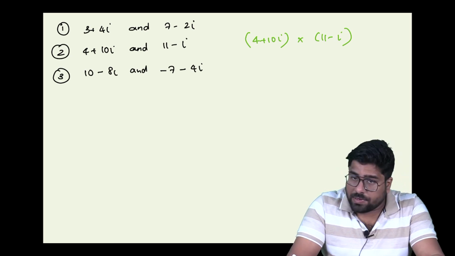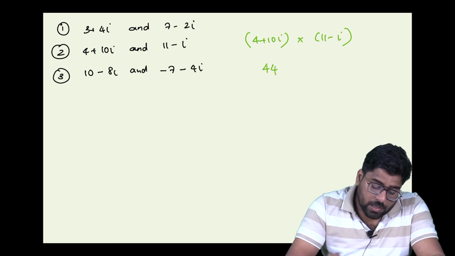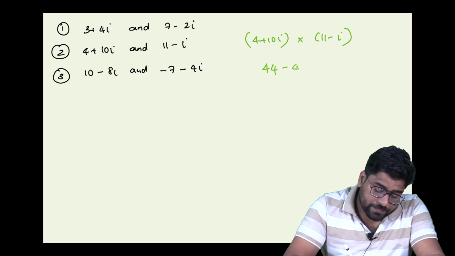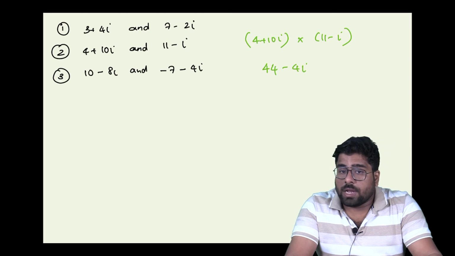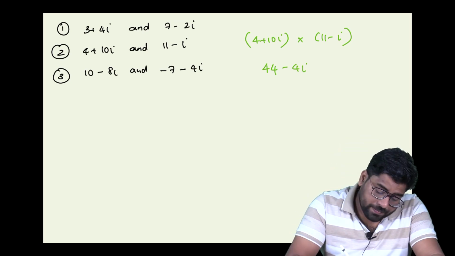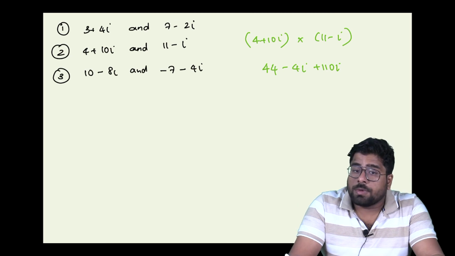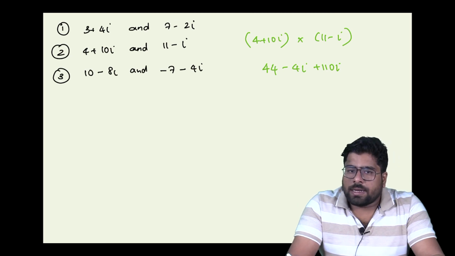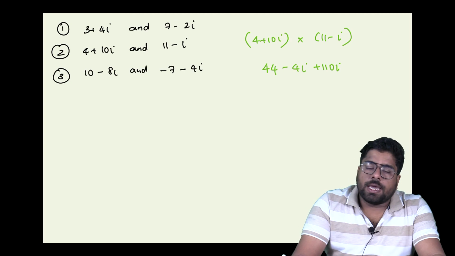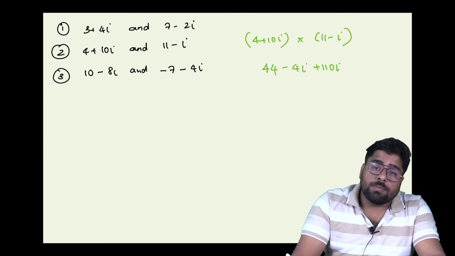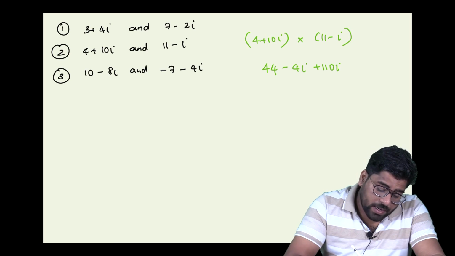So 4 into 11 is going to be 44. 4 into minus i is going to be minus 4i. 10i into 11 is going to be 110i. 10i into i is going to be 10i square, which is going to be minus 10, but you have a negative sign here.